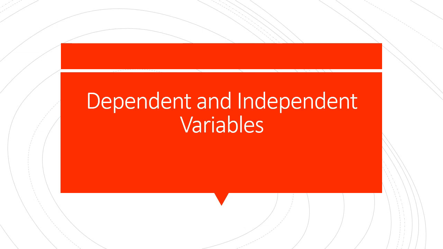Okay, so right now we're going to look at dependent and independent variables. Now this subject is important because it shows up in science and it also shows up in mathematics. So in order to understand it, we're going to look at some examples. So let's get started.